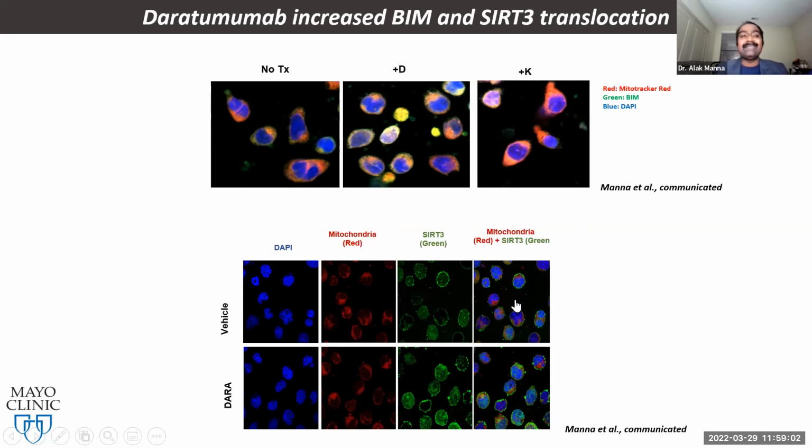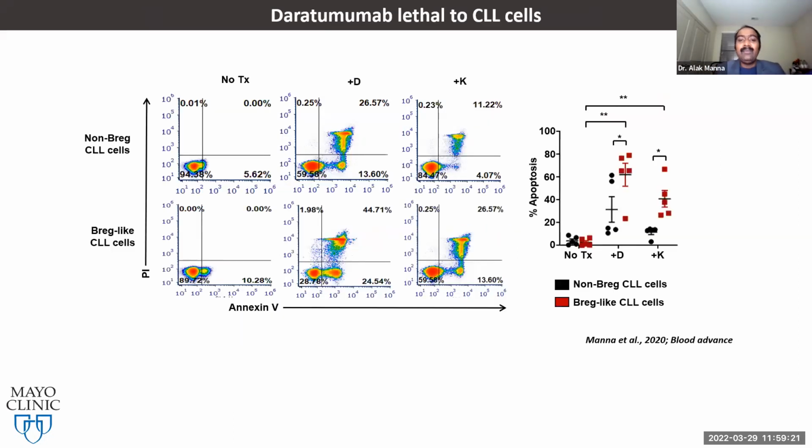So SIRT3 is basically a deacetylase, which deacetylates different proteins to be activated. When it is localized to the mitochondria, it activates several mitochondrial proteins, including BIM. That helps mitochondria-mediated apoptosis to be increased. Then we also proved that daratumumab-induced BIM translocation and SIRT3 actually lead to the apoptosis.